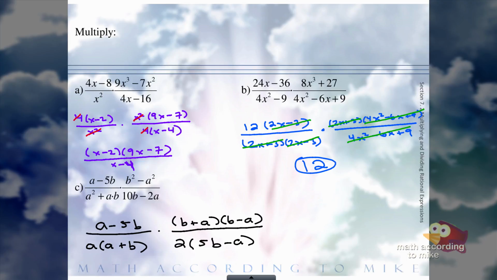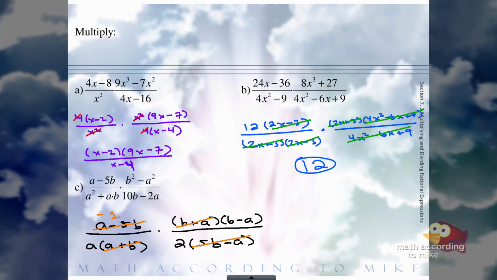We have to be very crafty with our canceling here. For instance, 5b minus a is the negative of a minus 5b. So when these cancel, there's a negative 1 left over. You can put the negative 1 upstairs, downstairs, or in front. It does not matter. Just don't put it in more than one place. A plus b is the same thing as b plus a because addition is commutative.